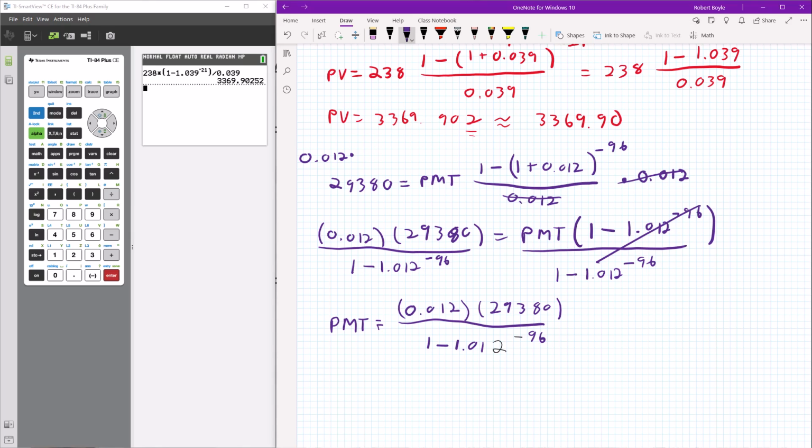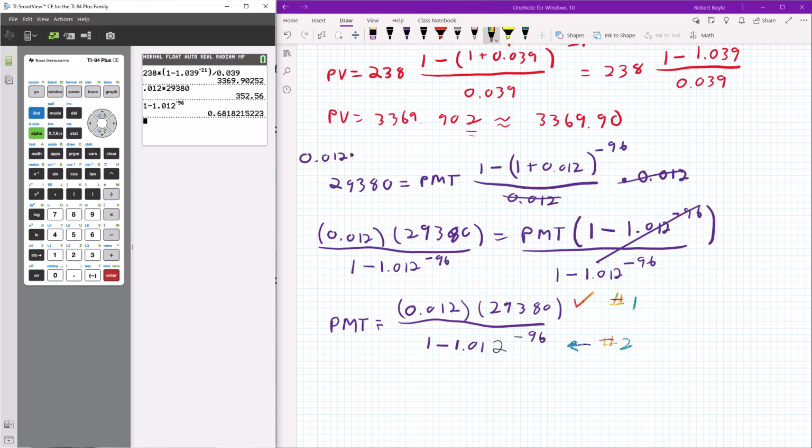Now, the best way to do that is to first compute the numerator, then compute the denominator, and then combine the two. Let me show you exactly what I mean. I'm going to compute the numerator first: 0.012 times 29,380. Okay, that's what the numerator is. And then for the denominator, we have 1 minus 1.012 raised to the negative 96 power, and that's our value for the denominator.